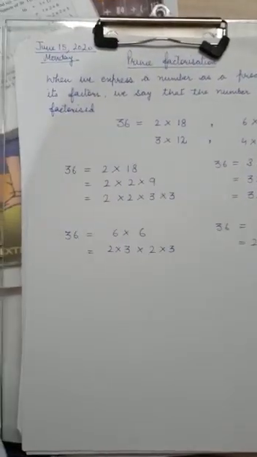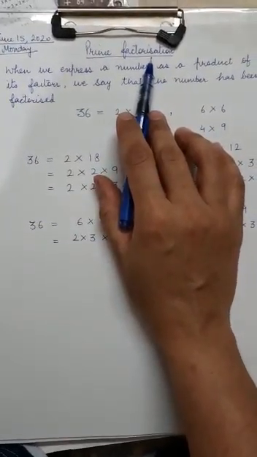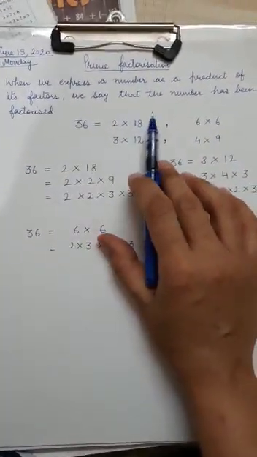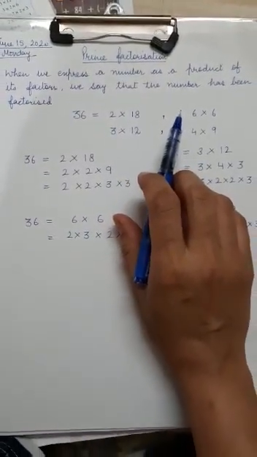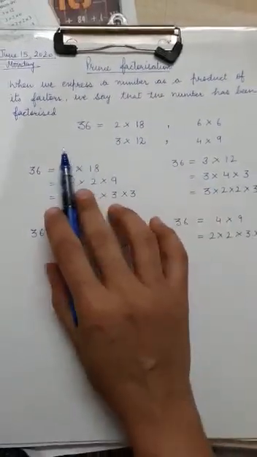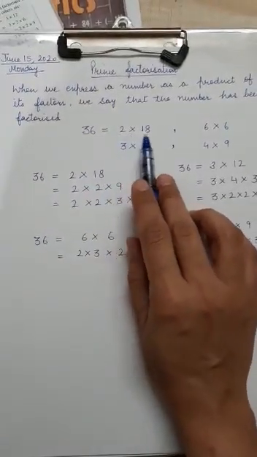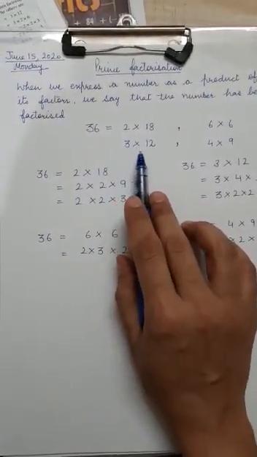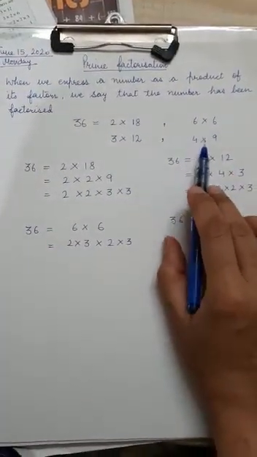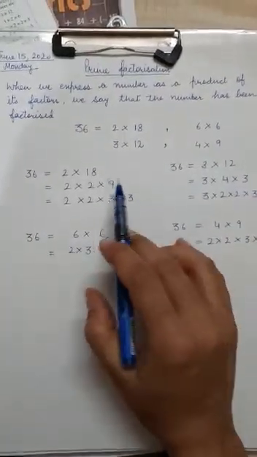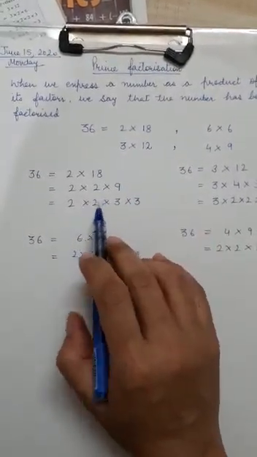Now children, our next topic is prime factorization. First, try to understand what it means. When we express a number as a product of its factors, we say that the number has been factorized. Like 36. How can we factorize 36? We can write it as 2 multiplied by 18 or 3 multiplied by 12 or 6 multiplied by 6 or 4 multiplied by 9.